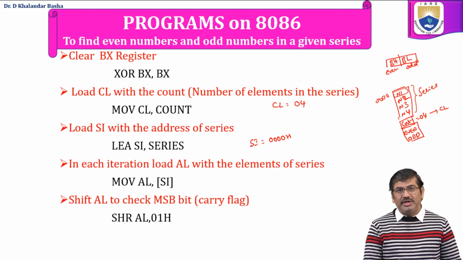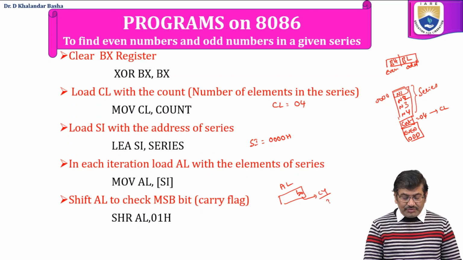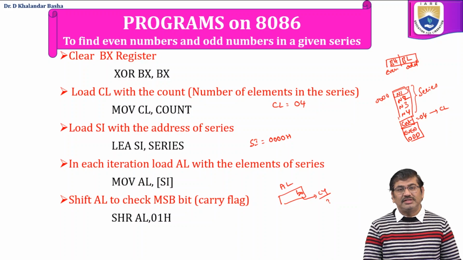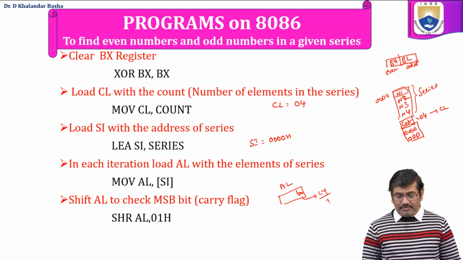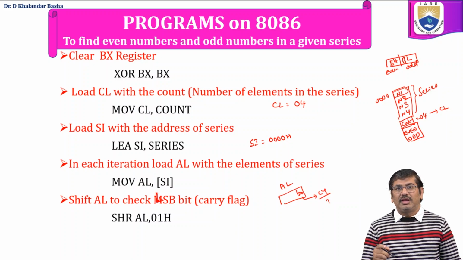Once the data is available in the AL register, we are going to shift these contents towards the right side by 1 bit. When the AL contents are shifted towards the right side, the LSB bit will be moved to the carry flag. So first we are doing the shift operation, that is a logical right shift of the AL contents by 1 bit, so that the LSB bit will be moved to the carry flag. By checking the carry flag, we can decide whether it is an even number or an odd number.